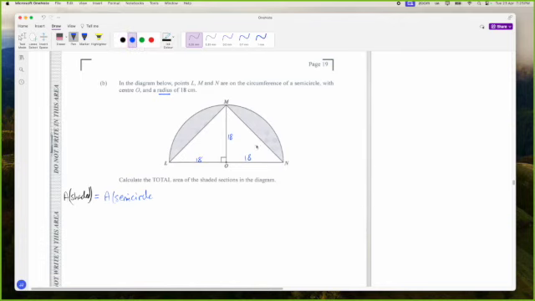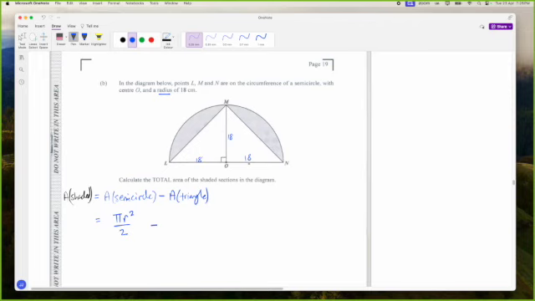Will be the area of the full semicircle minus the area of the triangles. So the area of the semicircle will be pi r squared. That is the area of the full circle, and then you're dividing it by 2, and that'll give you the area of the semicircle. All right, and you're minusing that from the area of the triangles, which is a half base by height.